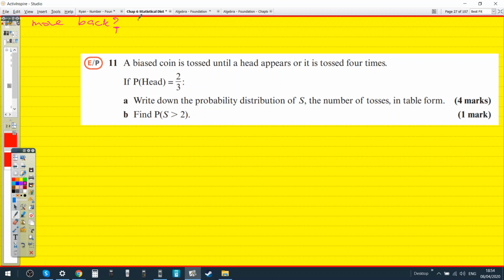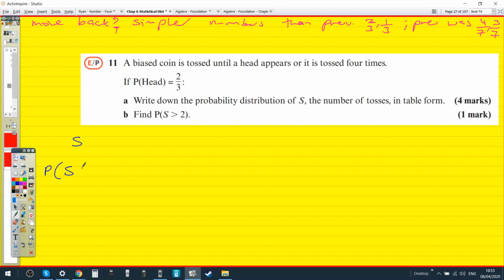So, H and then TH and TTH and TTTH or TTTT. They're both 4 times 1. So you see the probability that it says, is that just for one head? Yep. So then that probability is 2 over 3. So the probability of tails would be 1 over 3.